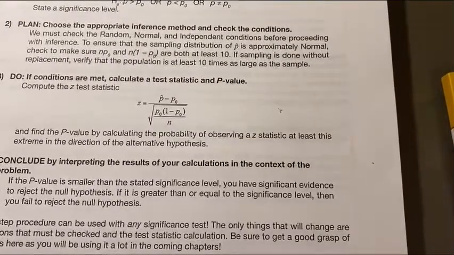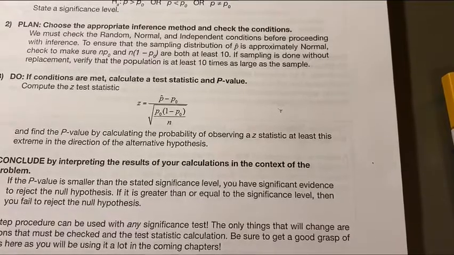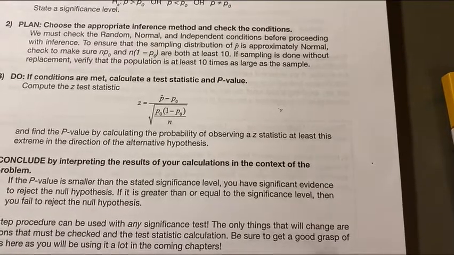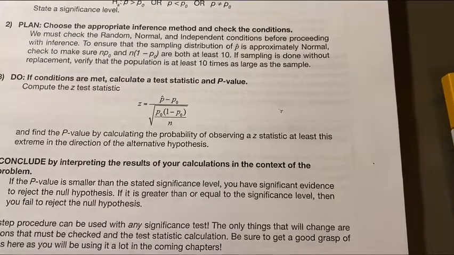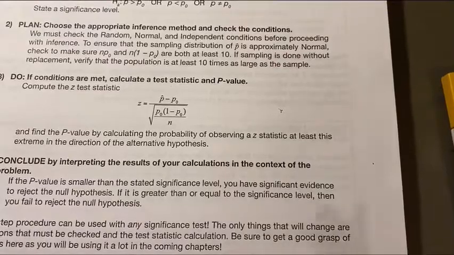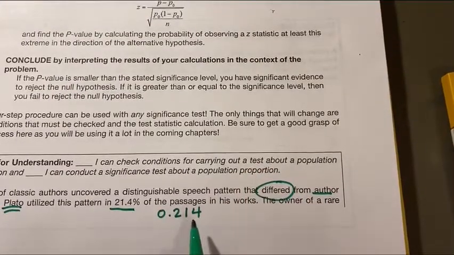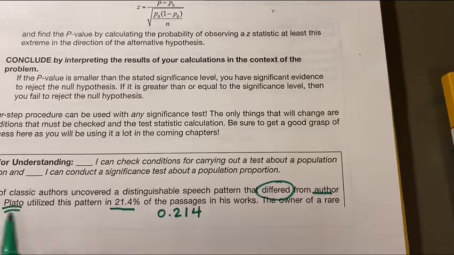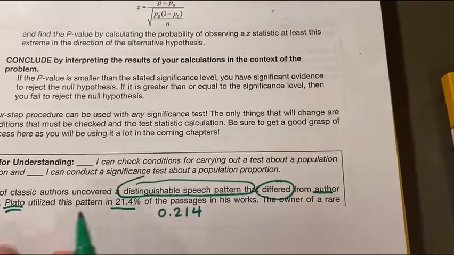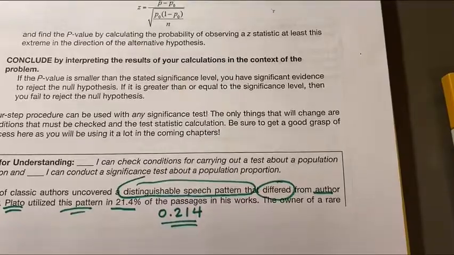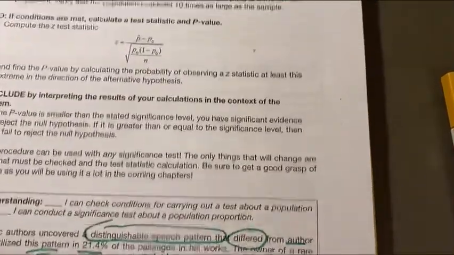Okay, so a study of classic authors uncovered a distinguishable speech pattern that differed from author to author. Utilizing this speech pattern, Plato used it in 21.4% of his work. What they're saying is that these are works that we know came from Plato, maybe corroborated in some way. And so this distinguishable speech pattern was present in 21% of his passages.